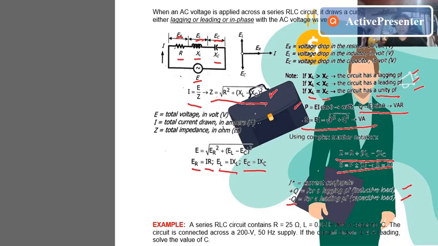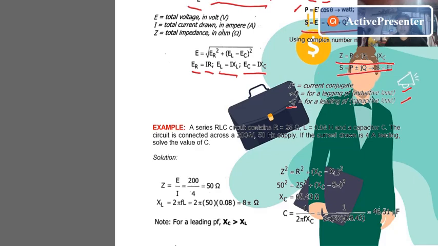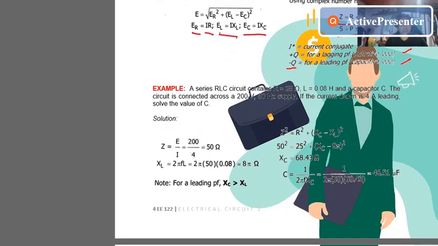So this is the first example for an RLC combination. A series RLC circuit contains R of 25 ohms, L of 0.08 Henry, and a capacitor C. The circuit is connected across a 200 volt 50 Hz supply. If the current drawn is 4 ampere leading, solve the value of C. So the unknown here is the capacitor.